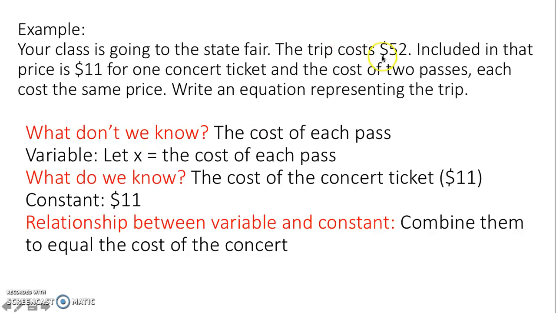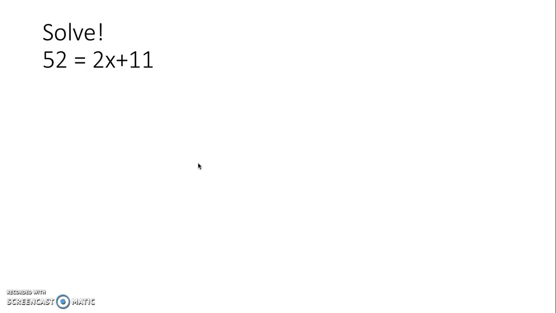So it says the trip costs $52. So $52 is what it's going to be equal to. Okay, included in that price is $11. So we know our constant is $11, and 2 passes. We don't know the cost of each pass, but we do know that we're buying 2 of them. So our equation is going to be 52 is equal to 2x plus 11. Right? Our last step is to simply solve that equation.